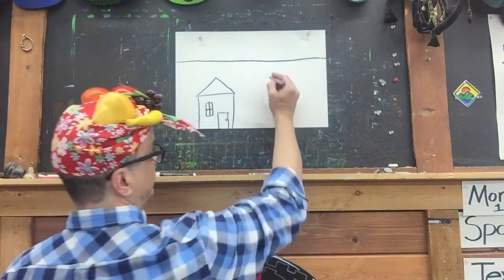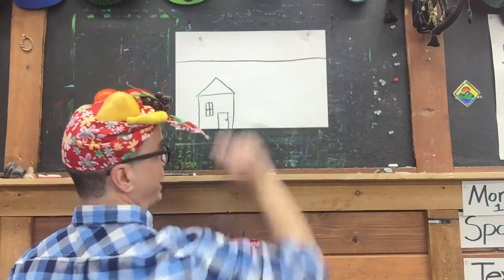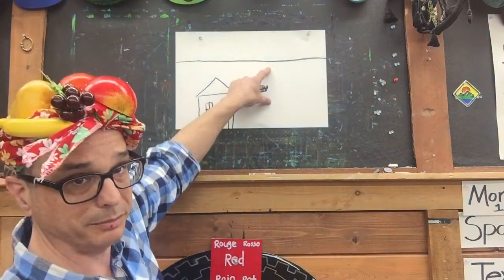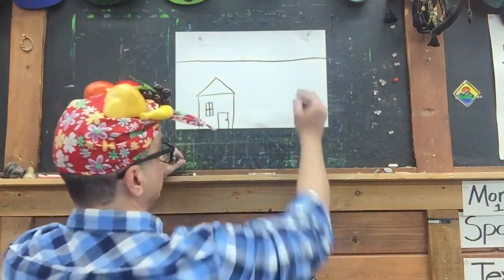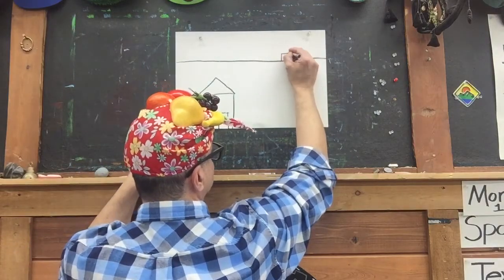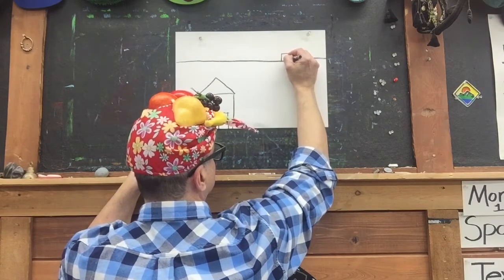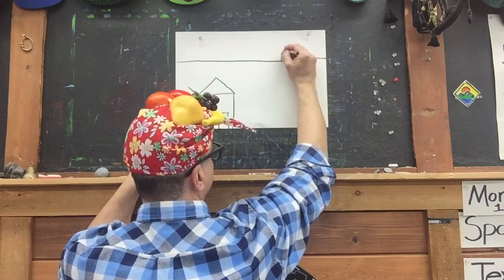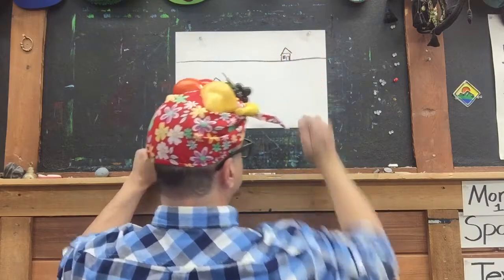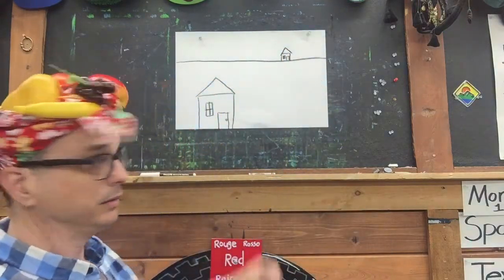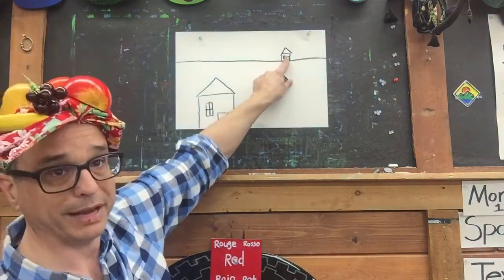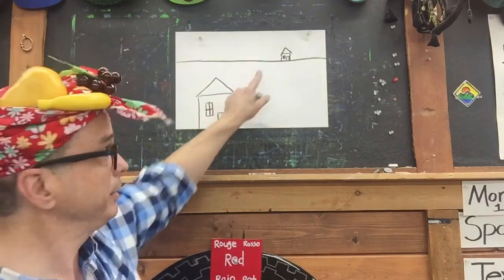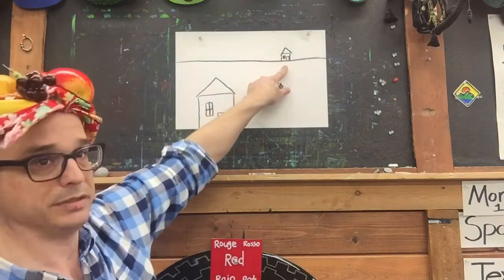The next house I'm going to do is going to be up here in the background. I'm going to do that so that I will have a better idea how to make the medium-sized one. So this house is going to be back here. It's going to be much, much smaller than the house in my foreground. Okay? So foreground, background. Close, far away, big, small, bottom, top.